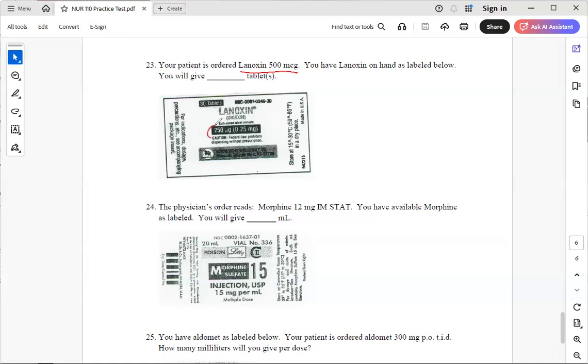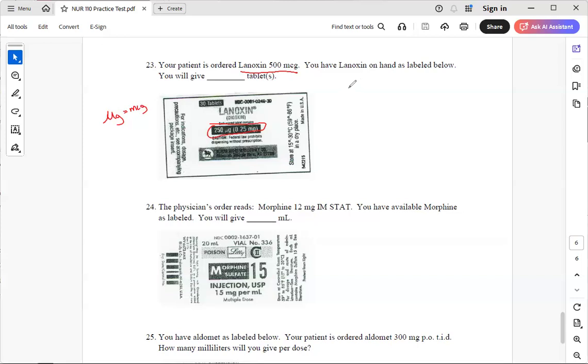We look at our label and we can see that it says 250 micrograms. This thing that looks like a U is actually the Greek letter mu, the same thing as MCG, just in case you see it. Or it's the same thing as 0.25 milligrams. So this is not telling you to multiply anything. This is just telling you that both of these mean the same thing. So 250 micrograms equals 0.25 milligrams.